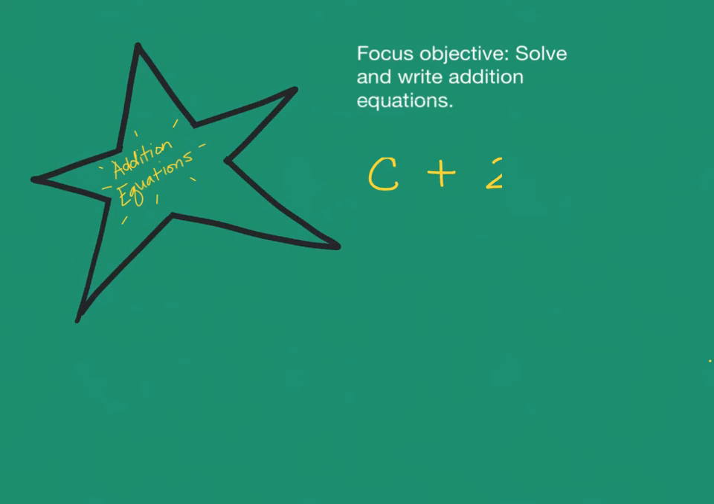Our next problem, c plus 2 equals 5. Again, we want to isolate c, our variable, by itself. So if we subtract 2 from both sides of the equation, 5 minus 2 is 3. So c is equal to 3. Putting it back to check our solution, if c equals 3, 3 plus 2 equals 5, or 5 equals 5. And our solution is correct.